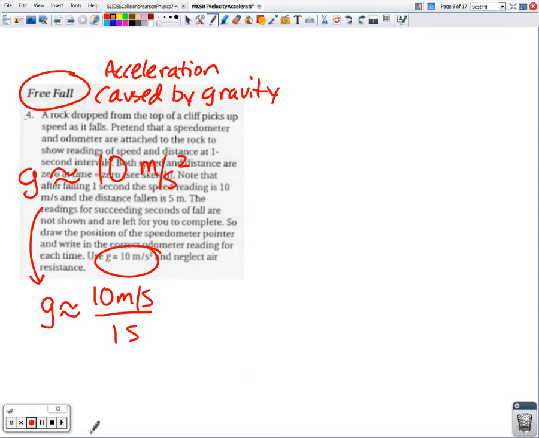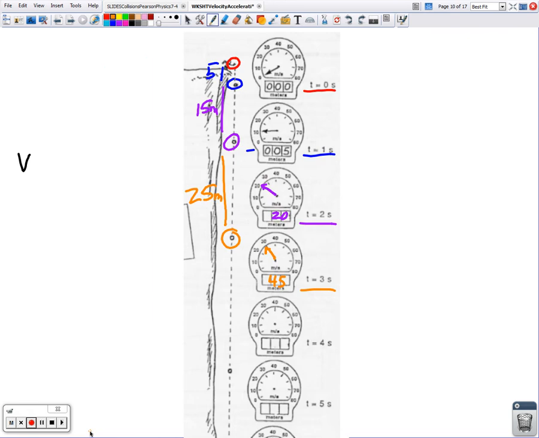If something starts at rest, then the velocity is going to keep increasing by 10 meters per second for every second that goes by. That's what the speedometers are telling us in these pictures. It goes from 0 to 10 to 20 to 30. But how far it goes keeps increasing as well because it keeps going faster. Good with this so far? It's all review.